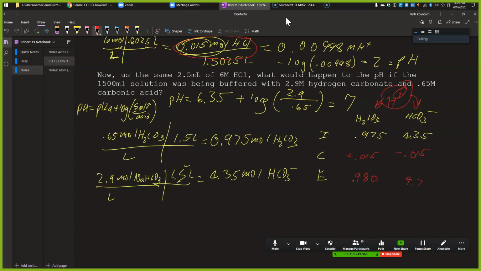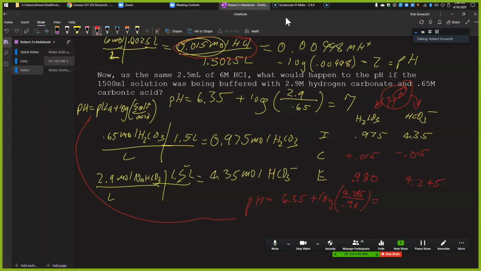So this is 4.245, I think. And so then we're going to use this Henderson-Hasselbalch equation again with our new numbers. So we have pH is equal to 6.35 plus log of 4.245 divided by 0.98. All right, so 6.35 plus log of 4.2545 divided by 0.98, close parentheses.